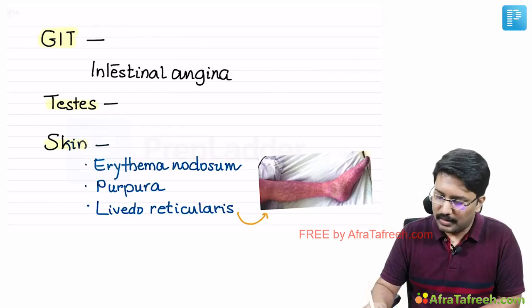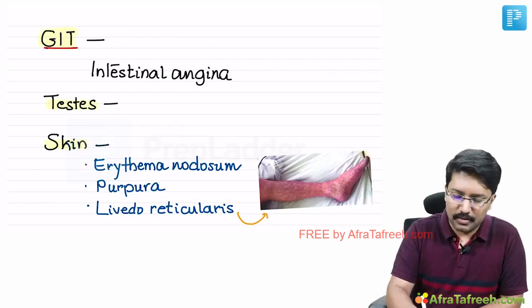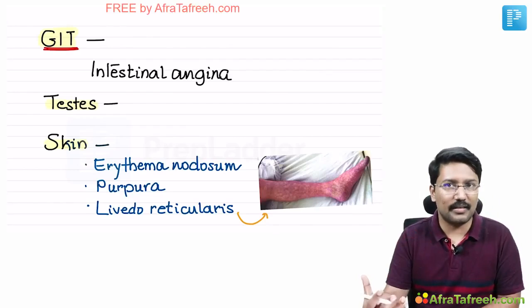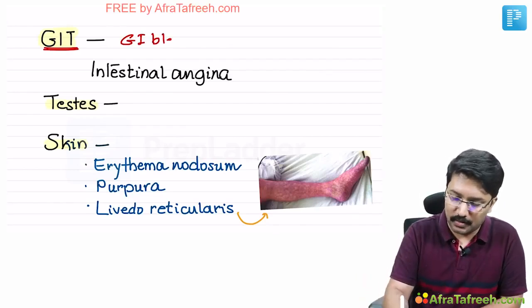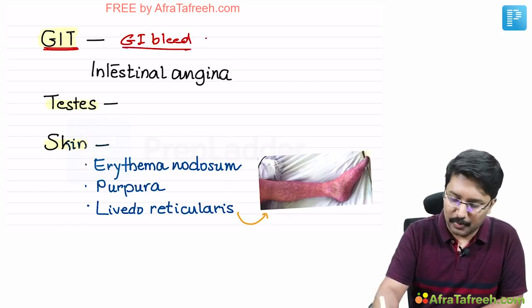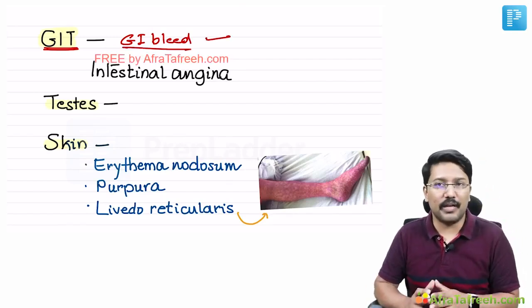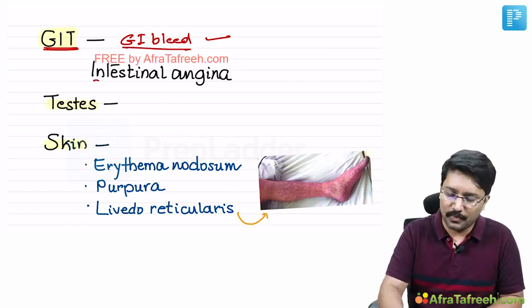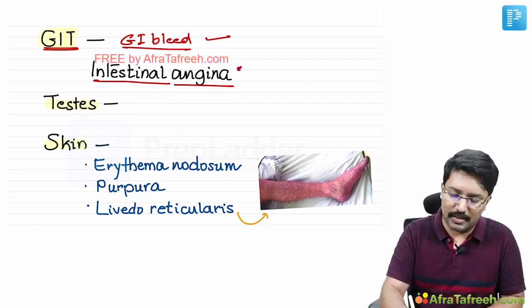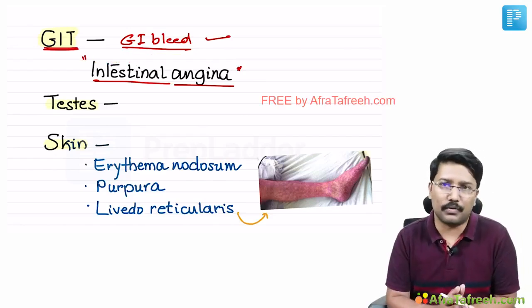Now coming to the involvement of the gut, I have already told you that the blood supply to the gut can be strikingly involved, and these patients can present with GI bleed, which is one of the commonest presentations. Apart from that, they can present with pain which is worse on consumption of food, the typical story of intestinal angina, the pain that becomes worse after eating food.